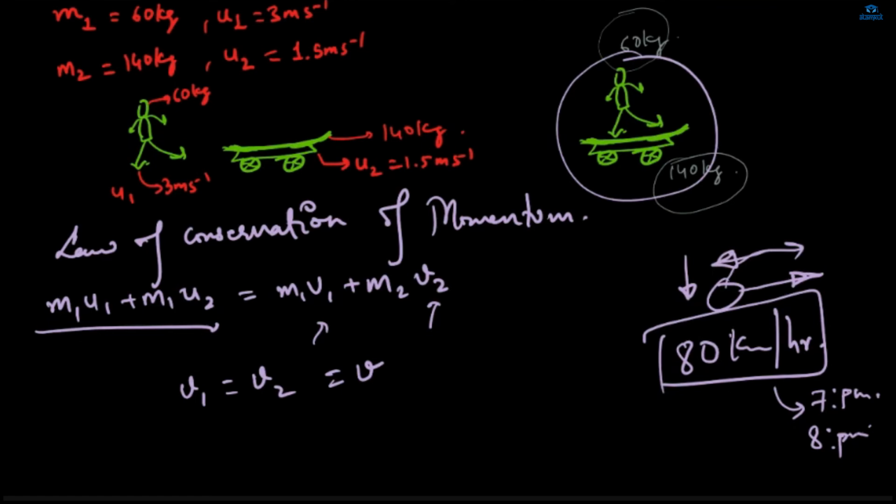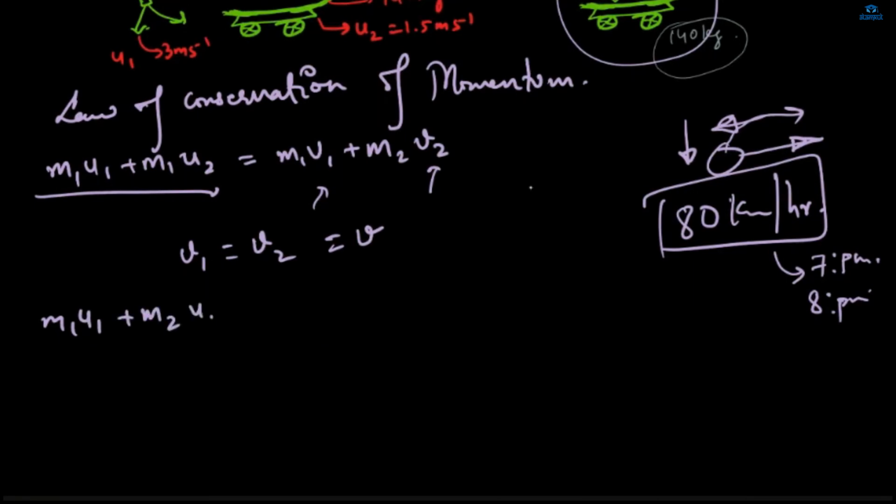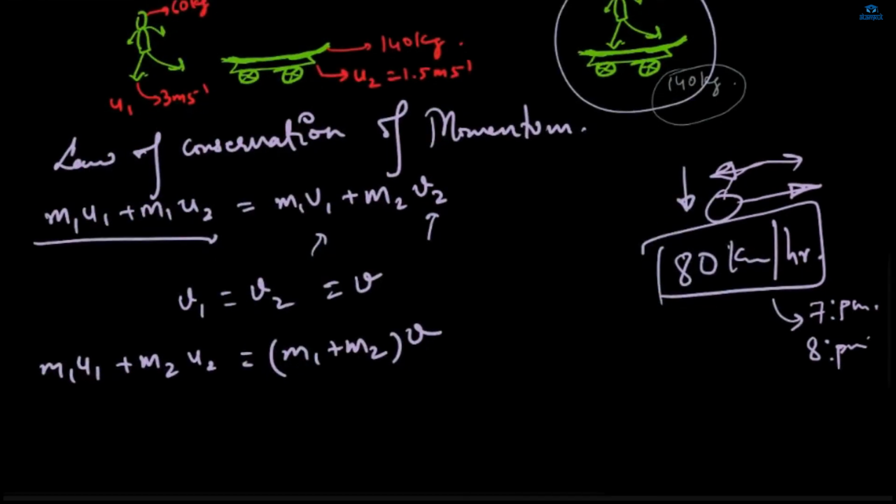It means you can consider v1 and v2 as v because both have the same velocity, right? It means we can write it like m1 u1 plus m2 u2 is equal to m1 plus m2 into v. Can we write it in this way? Yes, ma'am. Shazan, you are not getting it? No, ma'am. If m1 and v1 are equal, then we will take it as common.